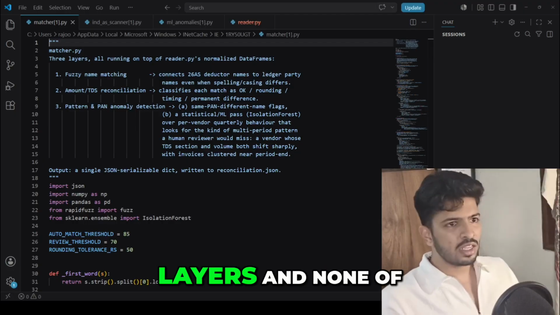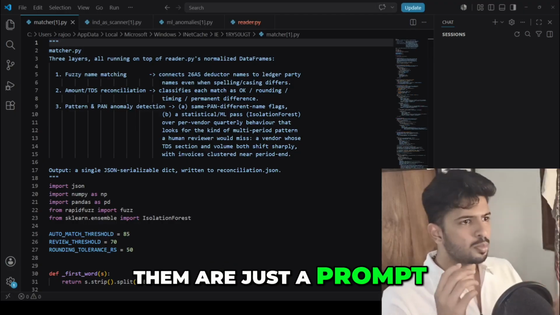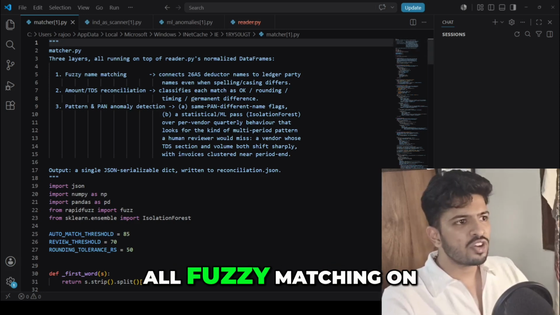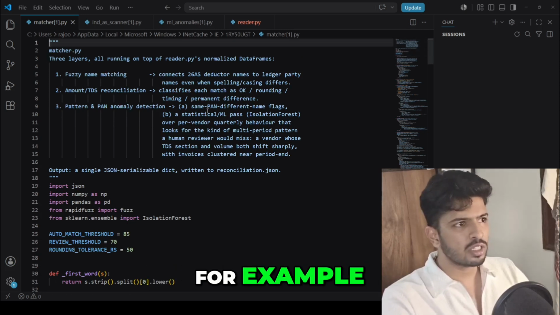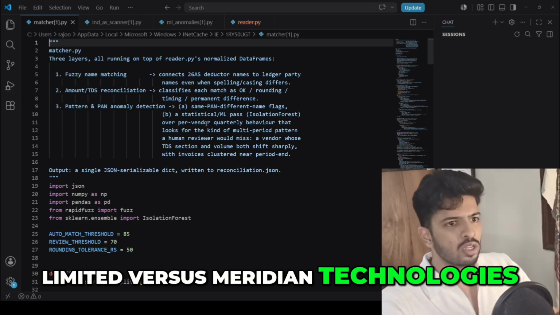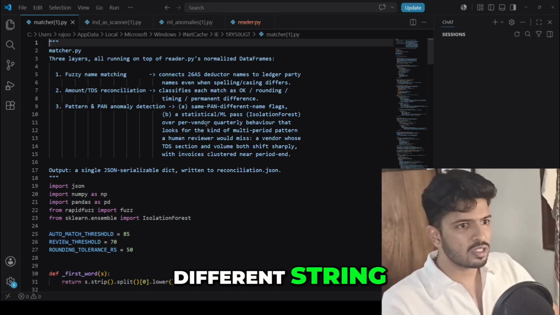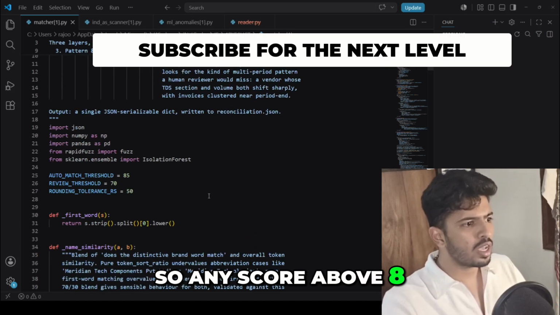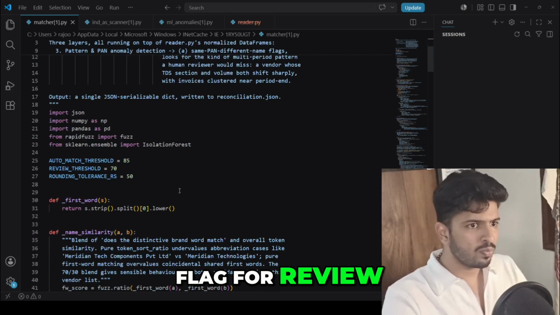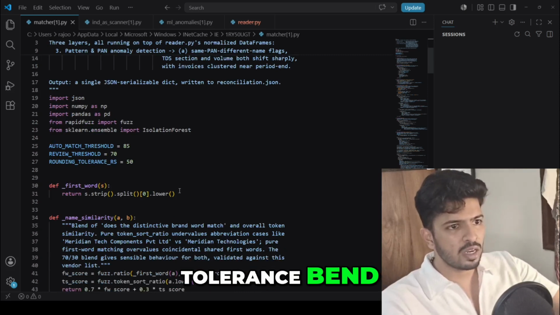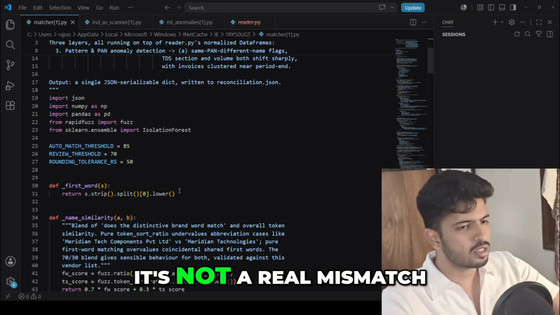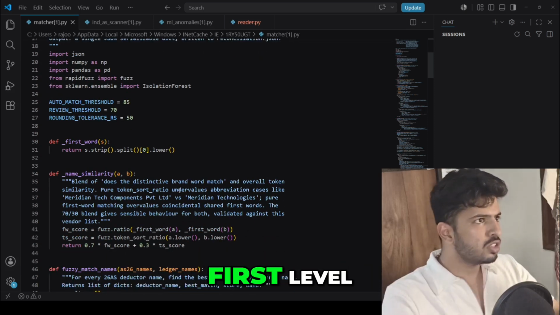So there are 3 layers, and none of them are just a prompt. The first one is the matching engine. It does fuzzy matching on party names, for example, Meridian Tech Components Private Limited versus Meridian Technologies. Same company, but a different string. Any score above 85 is a match, and between 70 and 85 is flagged for review. Then amount gets a tolerance band. Plus or minus 50 rupees is a rounding mistake, not a real mismatch. So this is the first level.